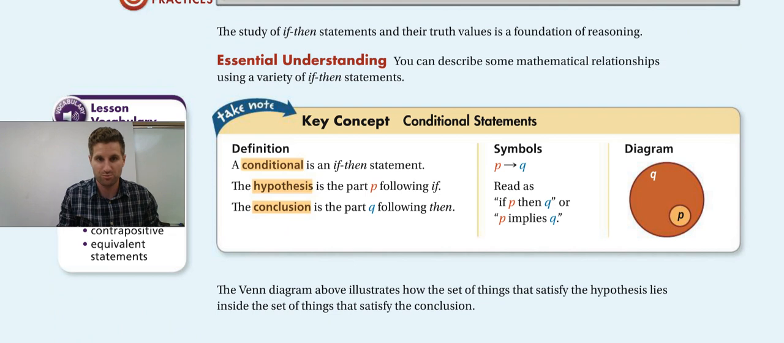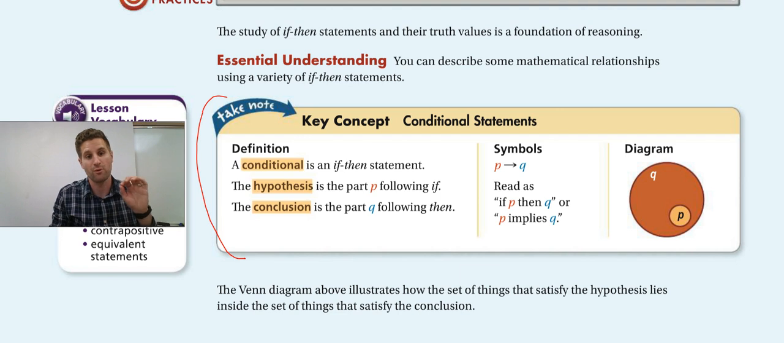Okay, so first part, write all that. A conditional is an if-then statement. So conditional means it has to require and meet a condition for it to be true. So if this is true, then this will be true. That's why it's a conditional. It's conditional on the if.